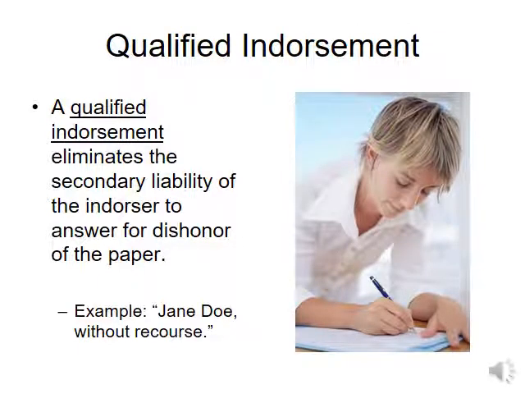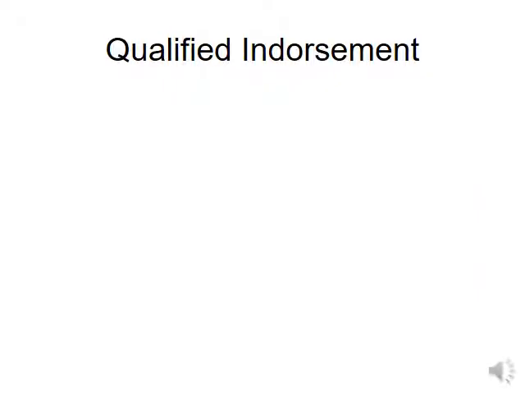A qualified endorsement eliminates the secondary liability of the endorser to answer for dishonor of the paper. So basically, if you put without recourse, whoever signs, like Jane Doe, without recourse, Jane Doe is signing it, basically saying that she's not liable if whoever's supposed to pay on the instrument does not pay on that instrument. So it's called a qualified endorsement, and without recourse is an example of a qualified endorsement.